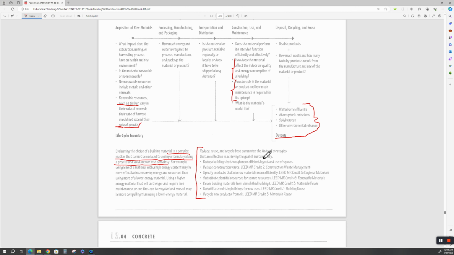Reduce, reuse, and recycle best summarize the kinds of strategies that are effective. Reduce building size through more efficient layout and use of spaces. Reduce construction waste. Specify products that use raw materials more efficiently. Substitute plentiful resources for scarce resources. This goes back to the Captain Billy Whizbang thing up in Canada, to what is readily available in Houston, Texas. Reuse building materials from demolished buildings. There are companies that specialize in this.